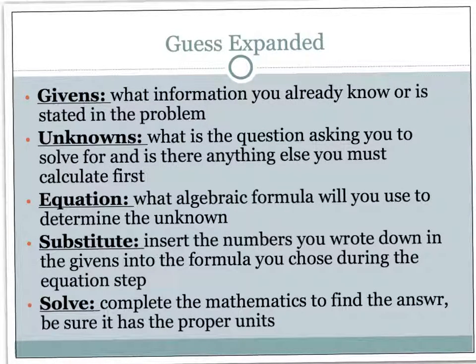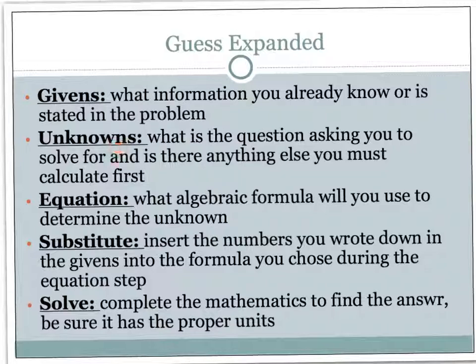I'm sure you're wondering, but what exactly does each step of that problem-solving method mean? Well, the givens tell us what information we already know or what information is stated in the problem. Sometimes everything will be stated in the problem. Sometimes there are things we already know or will pick up along the way, such as the acceleration due to gravity is negative 9.81 meters per second squared. It may not be listed in every problem, but it's something that's true every time and doesn't need to be stated over and over and over again.